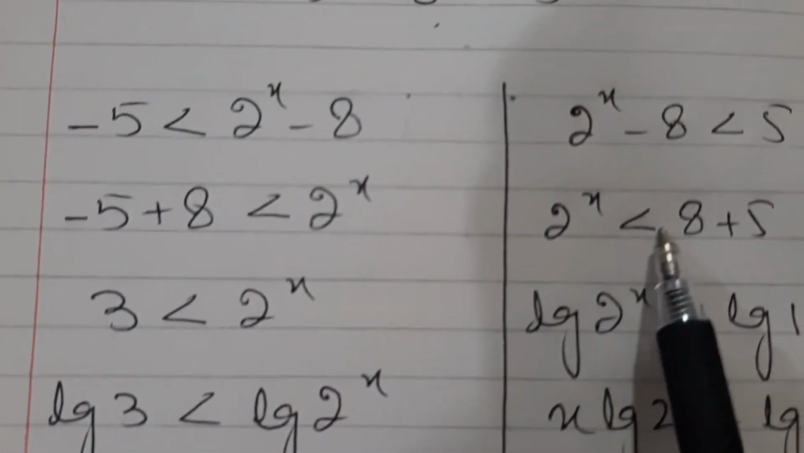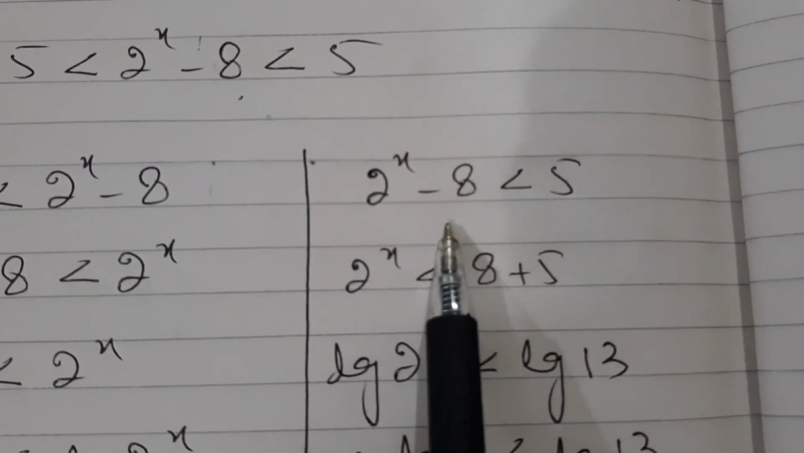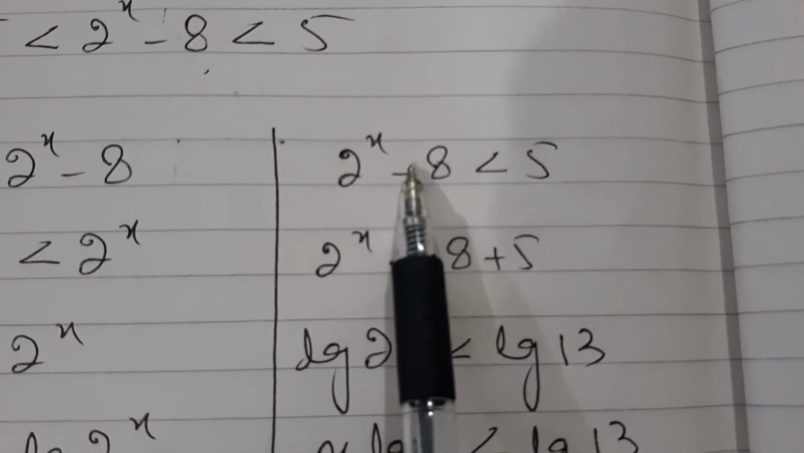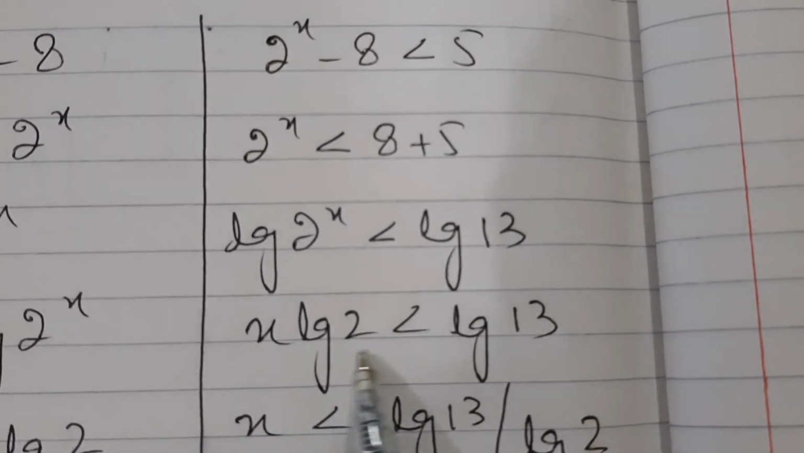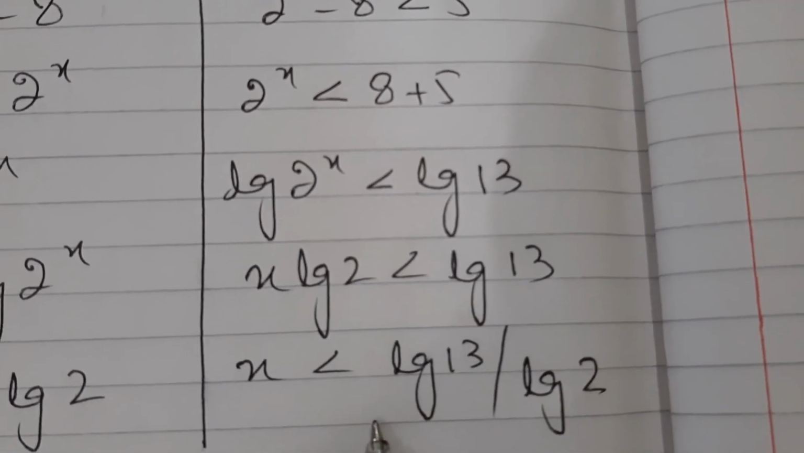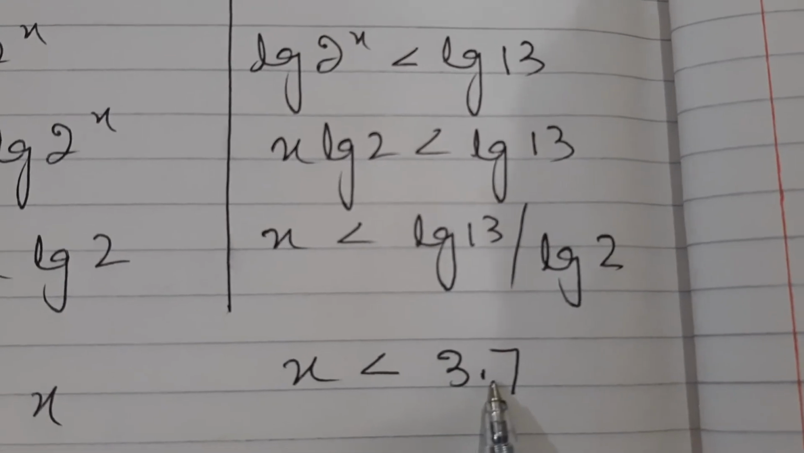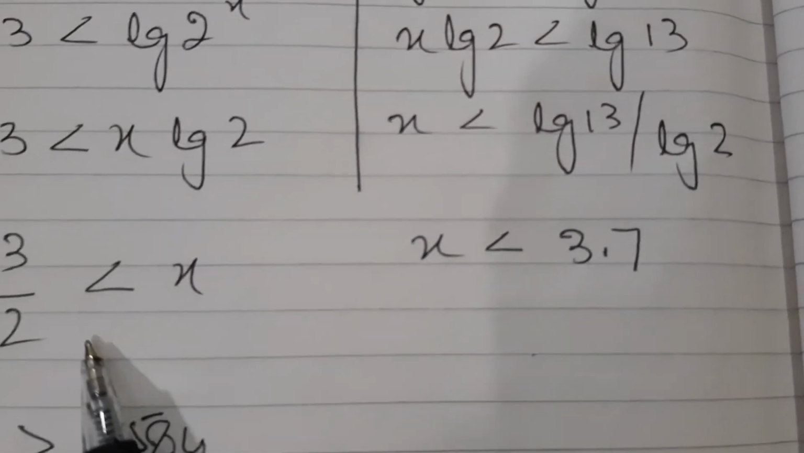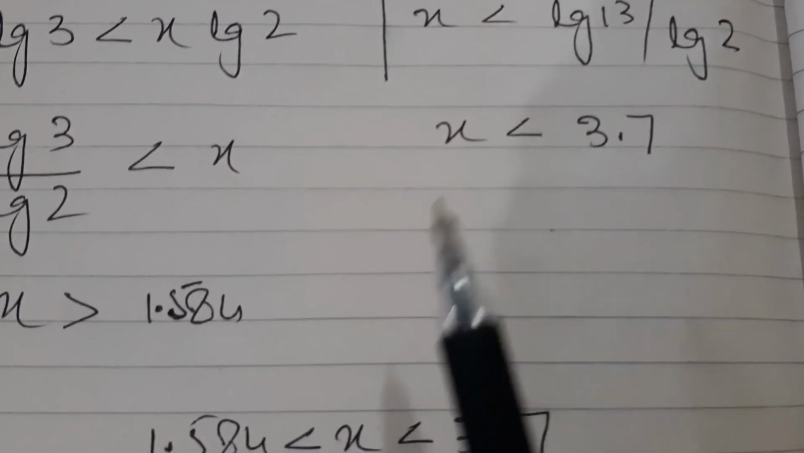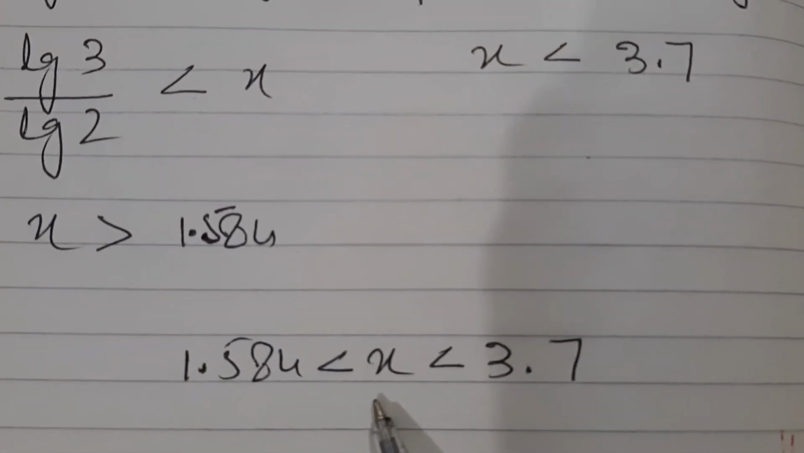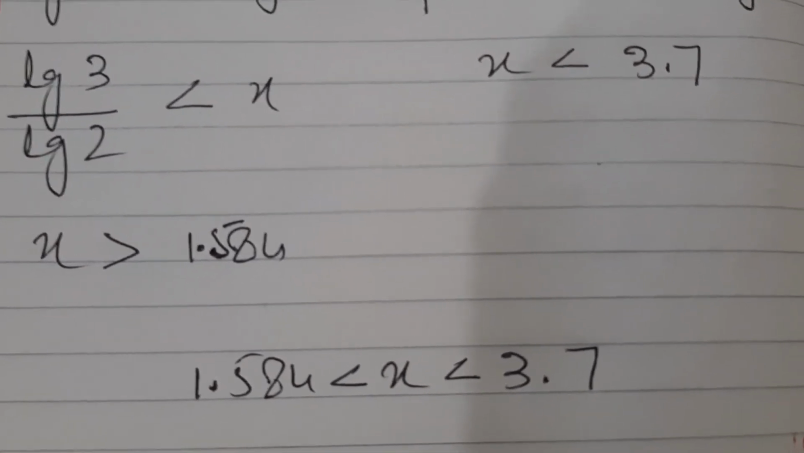Now let's see the second part of the inequality, which is this 2 power x minus 8 less than 5. Taking 8 here, log 13, applying the power law, and then log 13 divided by log 2. So I got x is less than 3.7. So I got two answers, x is greater than 1.584 and x is less than 3.7. So this is my answer. In this case there is no ambiguity, so this answer is correct.